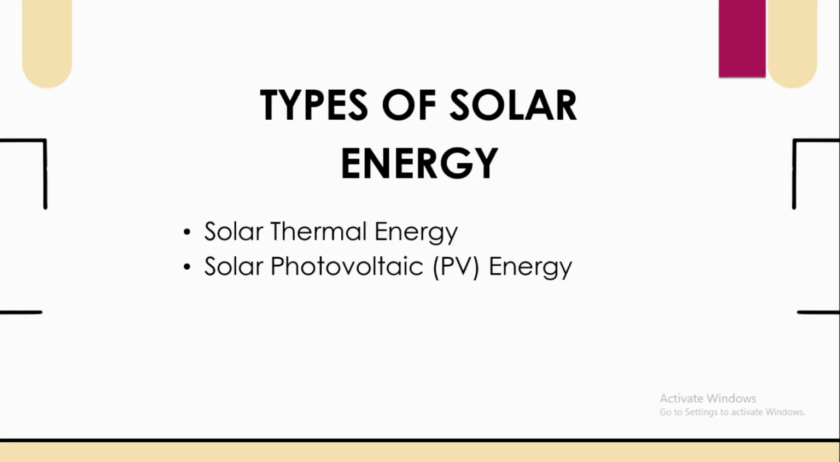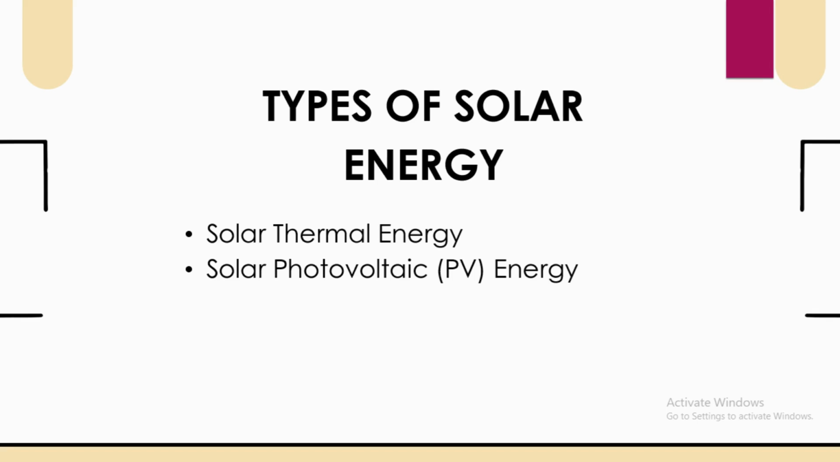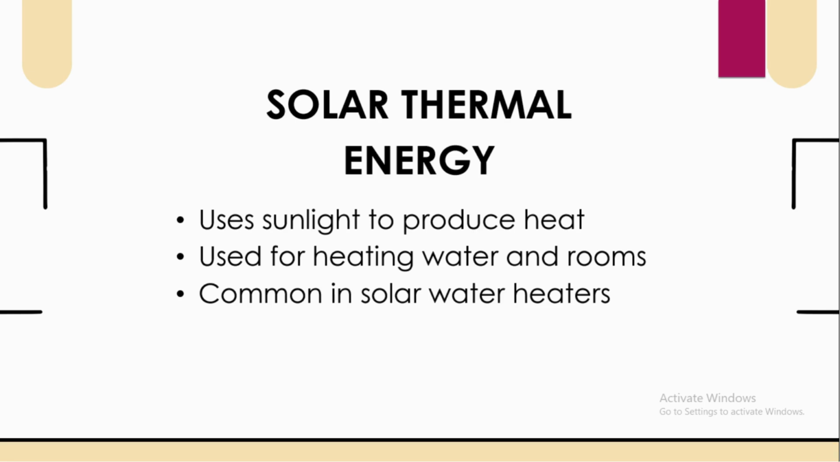There are types of solar energy. The first is solar thermal energy, the second is solar photovoltaic energy. Solar thermal energy uses sunlight to produce heat. It is used for heating water and rooms, and is common in solar water heaters.